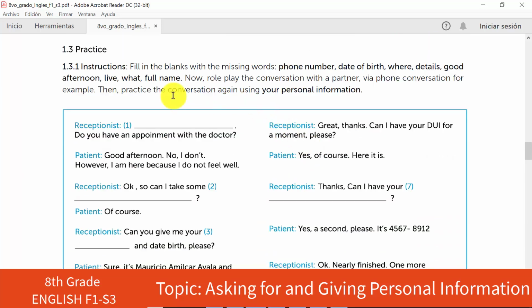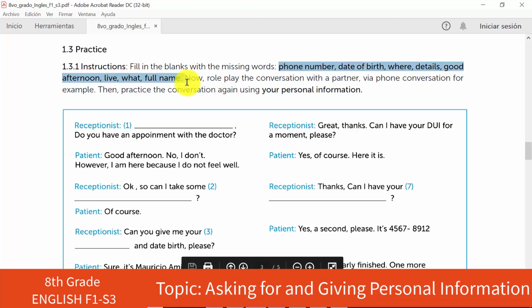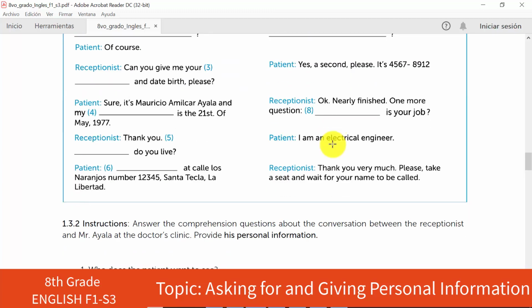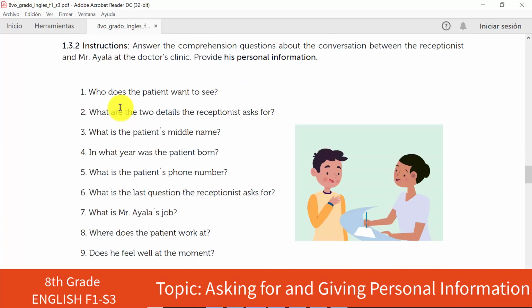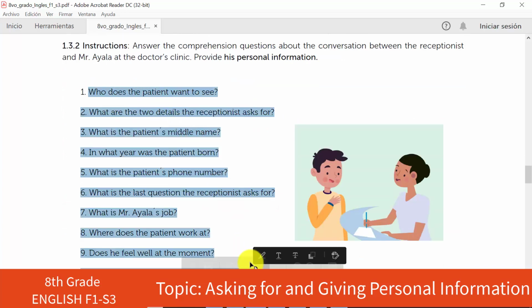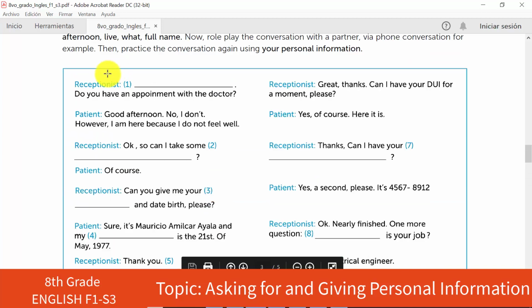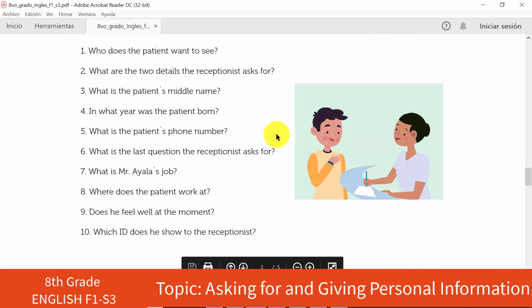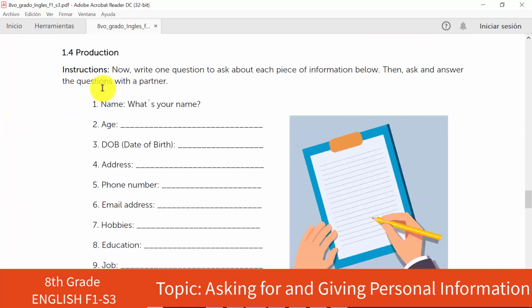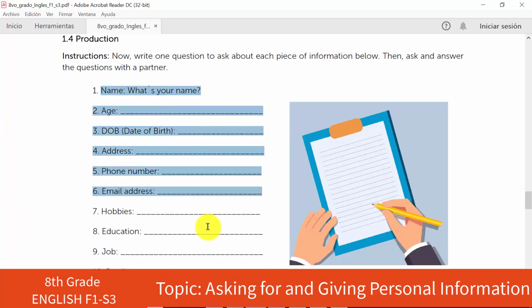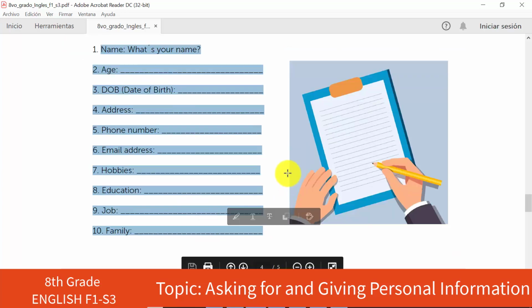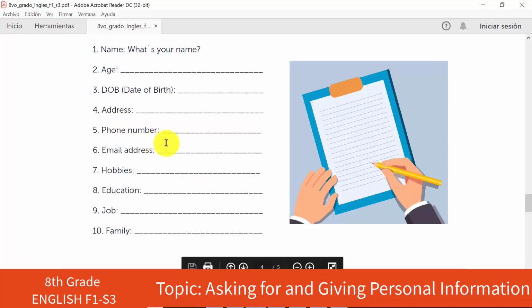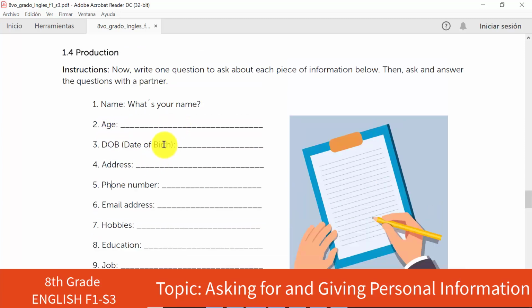In the practice part, fill in the blanks. Rellena los espacios with these words, con estas palabras in English. Siempre en la practice, responde estas preguntas. Answer these questions. Están basadas en esta misma conversation. And finally, in the production part, you write questions about personal information in English. Escribes preguntas sobre información personal en English. And of course, you answer the questions. Y por favor, responde las preguntas.